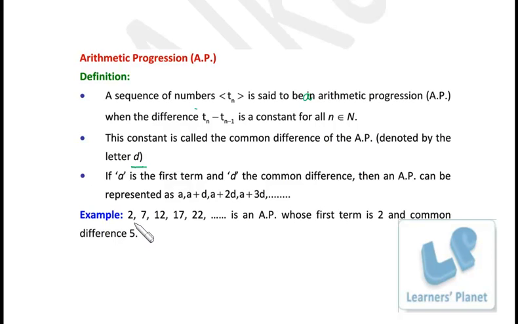We can take an example over here: 2, 7, 12, 17, 22. Here you can see the difference between these two is 5. Here also it is 5, here it is 5, and here it is 5, right? So throughout the series, the difference between two consecutive terms is 5. So it is known to be an AP. Now here this is the first term, and this 5, that is the difference between two consecutive terms, is known as the common difference.